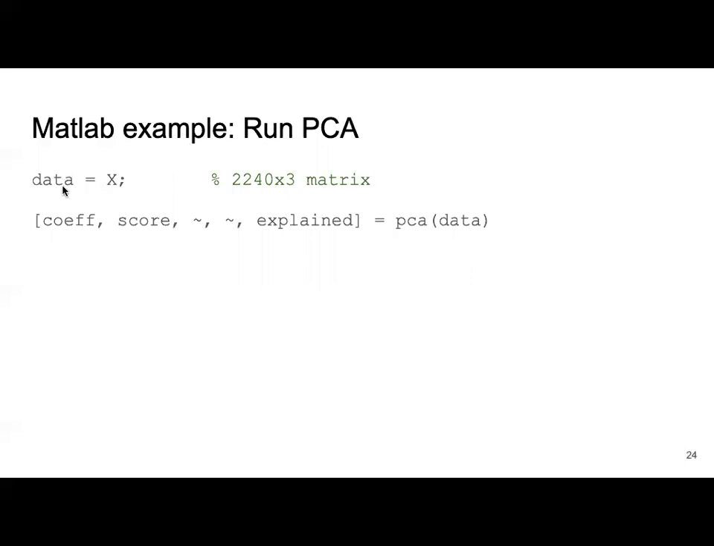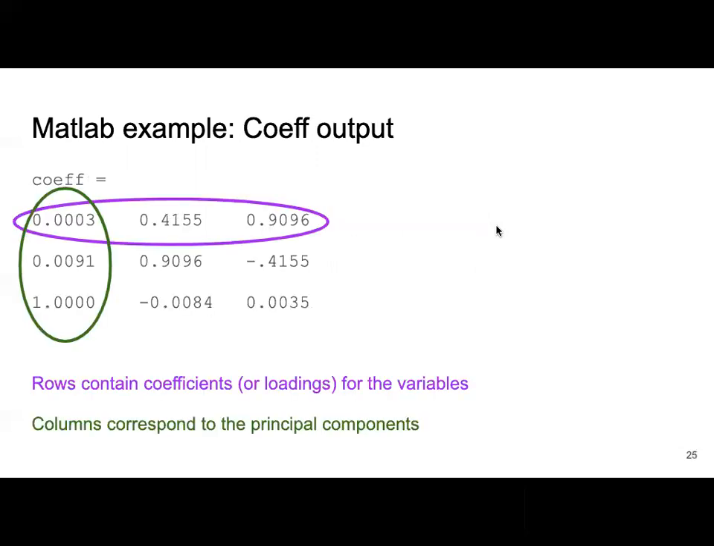So I'm just going to call the data matrix data. And then I'm going to run, as I said, this is kind of the function that I would typically use. So asking for a coefficient, score, and explained variance while running the PCA over my data matrix. So the first output we get is coefficient. And as I said, these are the loading scores. Each row contains the coefficients for the variables, and each column corresponds to the principal components.